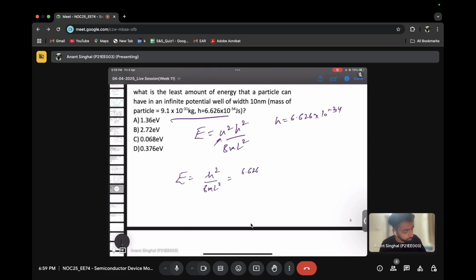So 6.626 square, 10 to the power minus 68, divided by 8 m L square. m is given, it is 9.1 times 10 to the power minus 31. L is also given, I guess. Width is 10 nanometer, that means 10 to the power minus 8 squared is 16. And this is in joule, so to convert that into electron volt, divide by 1.6 times 10 to the power minus 19. So this will be the answer. I don't know what it will be.